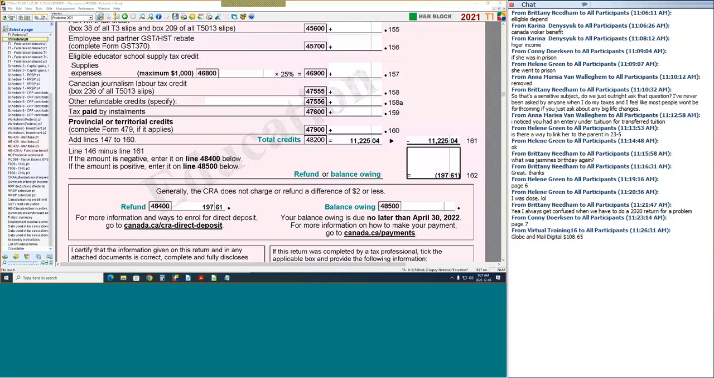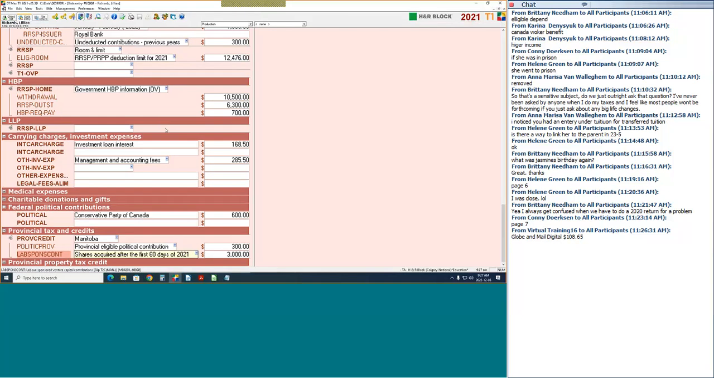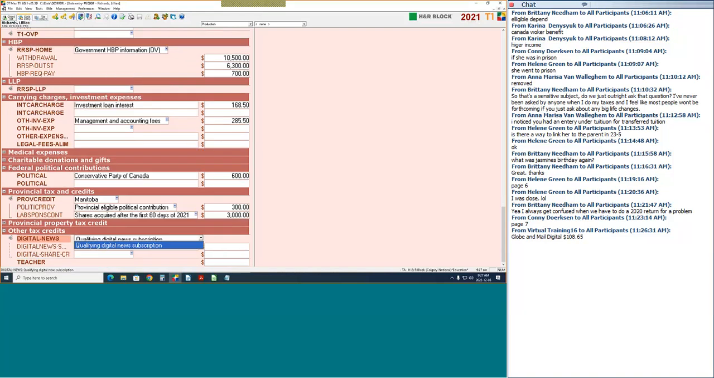Okay, let's talk about how to do the data entry next. So you can use the keyword digital. It's going to take you to digital news. You're going to pick qualifying digital news subscription. You're going to say who the subscription is for. You're going to say the amount.